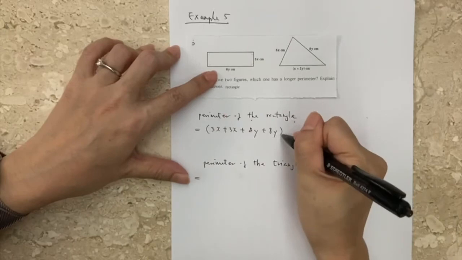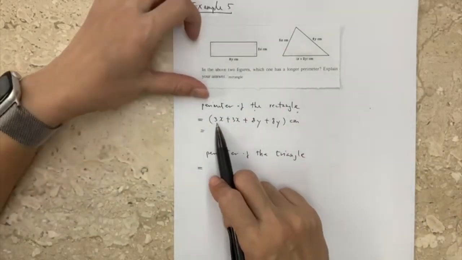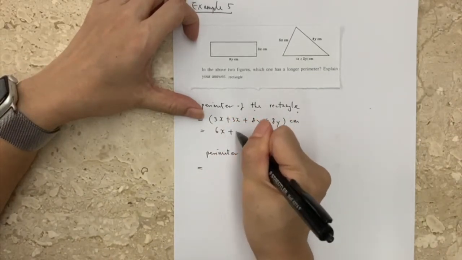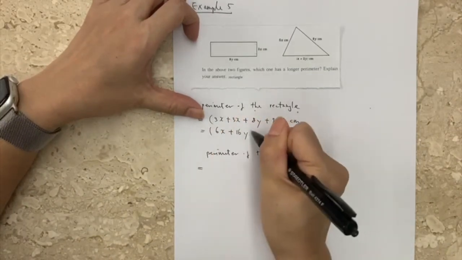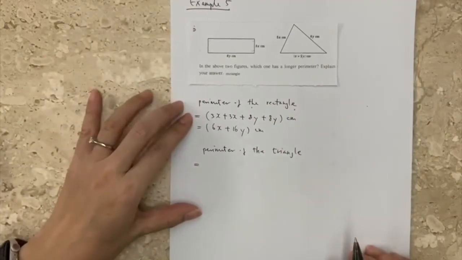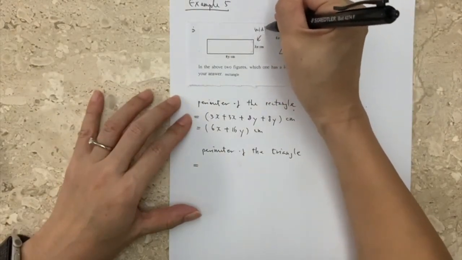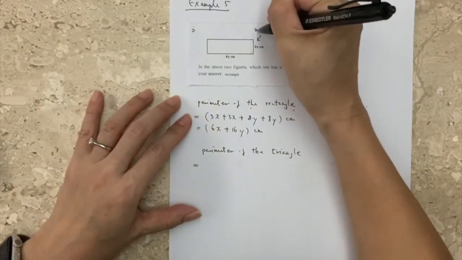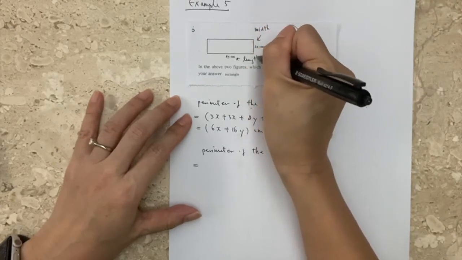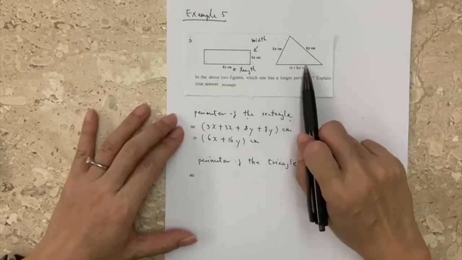Okay, so in cm. All right, so how many x? 3 plus 3 is 6x, and then plus 16y. So this is my perimeter for the rectangle. This is the width, and this is the length of the rectangle. Right, so next I have a triangle here.